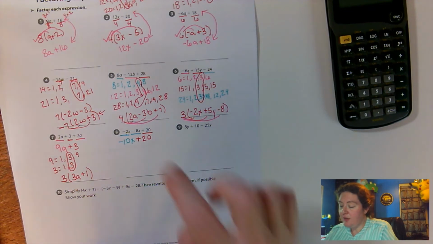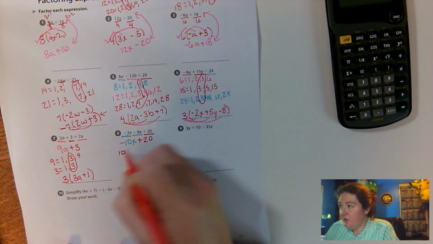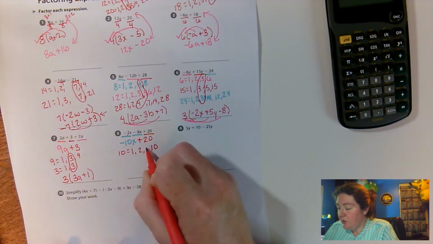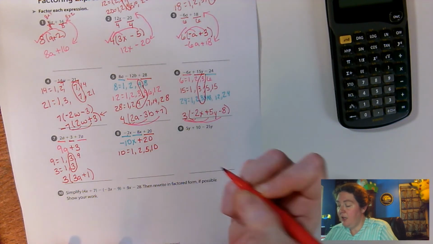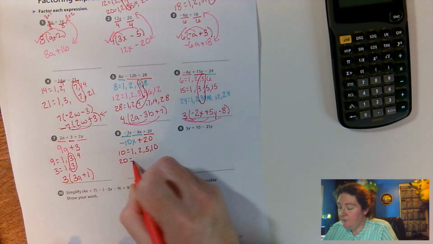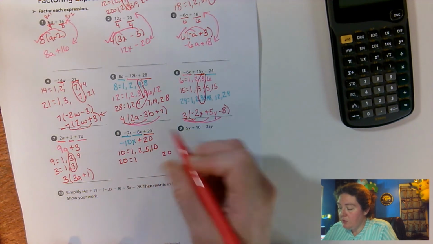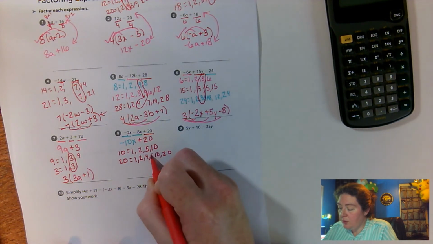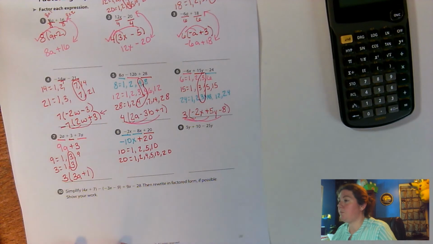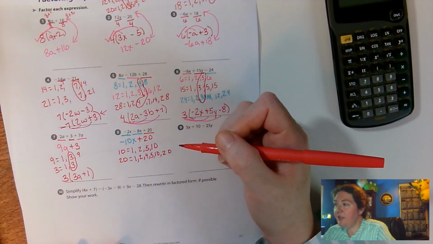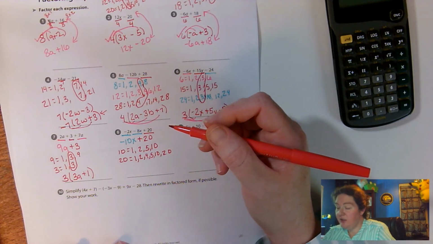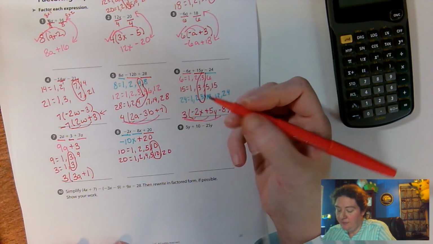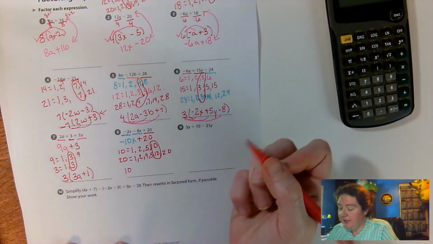So now, this is what I'm working on. I need my factors of 10. 1, 10, 2, and 5. I also need my factors of 20. 1, 20, 2, 10, 4, 5. What numbers do they have in common? What is the largest number they have in common? On this one, I see 10. I'm going to pull a 10 out.